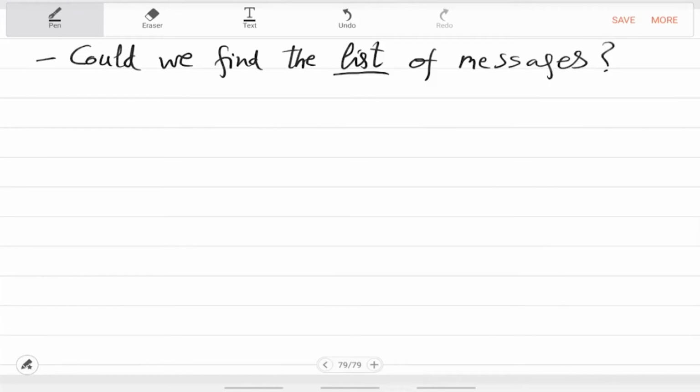So in particular, is the list small? If the list, for example, is exponentially long, then there is no point finding them, which will happen at some point, right? If the errors are very close to, how much?